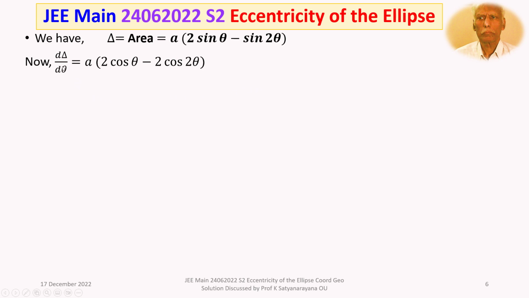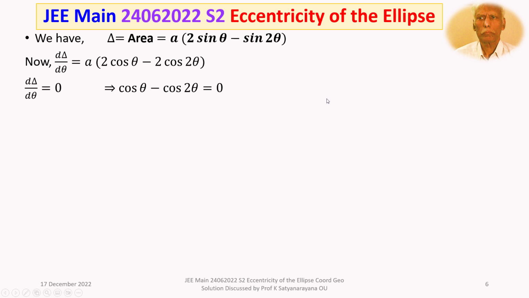So dΔ/dθ is equal to A times the derivative of 2 sin θ, which is 2 cos θ, minus the derivative of sin 2θ with respect to θ, which is 2 cos 2θ. And it is to be equated to 0. So dΔ/dθ equal to 0 will imply cos θ minus cos 2θ is equal to 0, because 2A is common and that's constant.